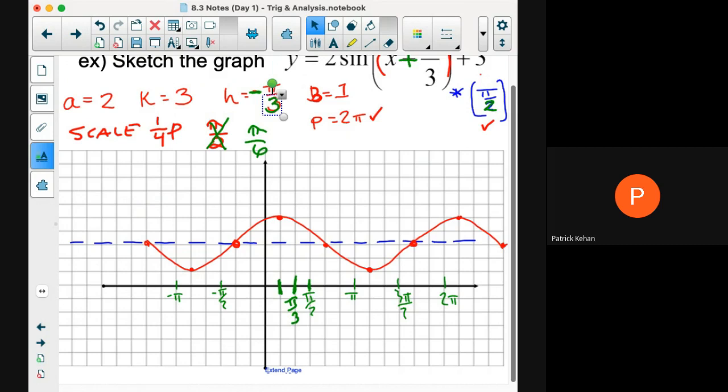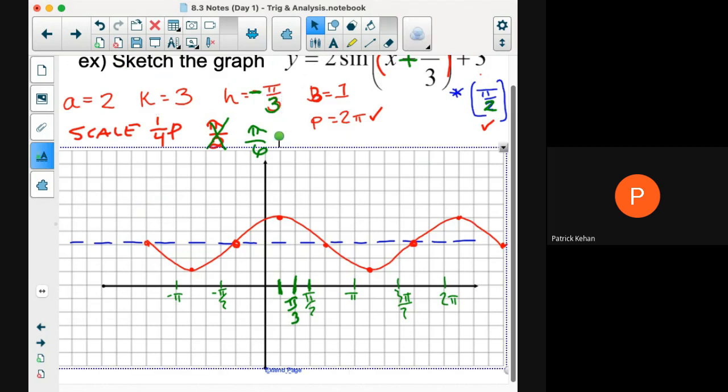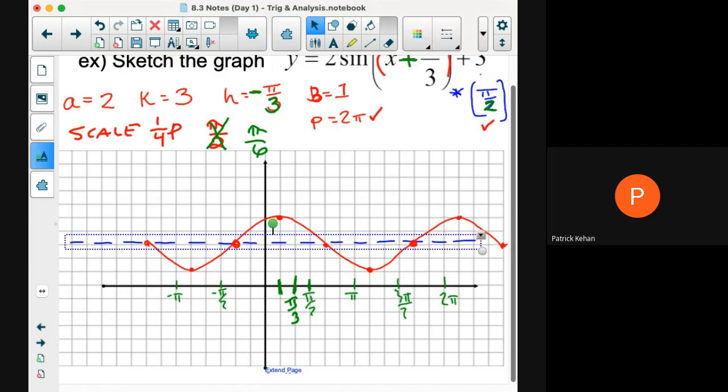Next up, my K value. So I'm going to list the scale on my x-axis. The scale on my y-axis is going to stay by 1s. My K value is 3, right? So I'm going to jump up here and sketch this line of oscillation in at y equals 3. And at that point, I want to locate where this negative pi over 3 starting point is, right? So you're going by pi over 6, negative 1 pi over 6, negative 2 pi over 6 is negative pi over 3. So that means right up here is where I want to start my sine graph.